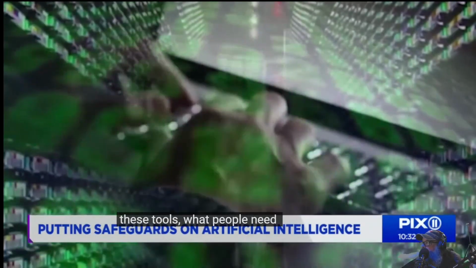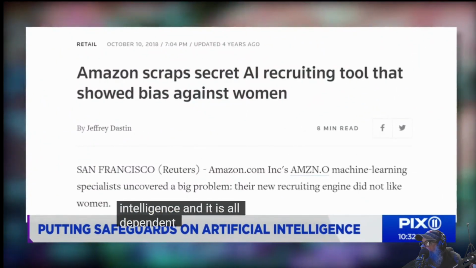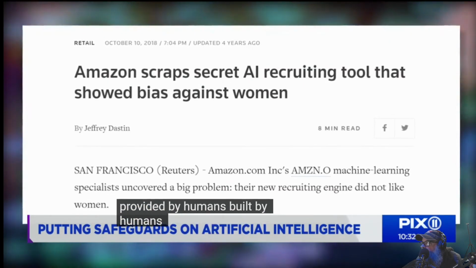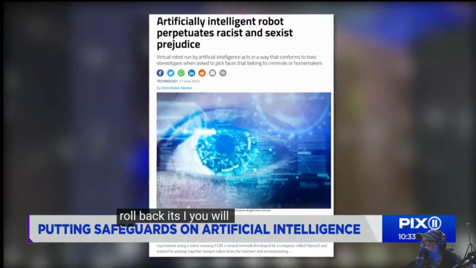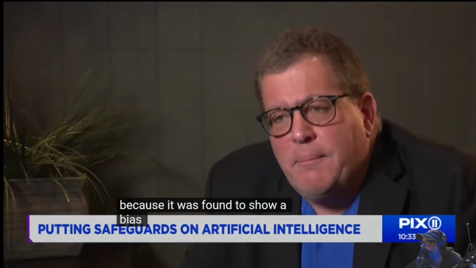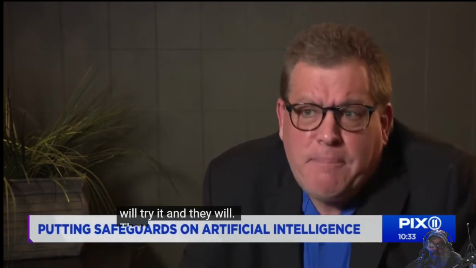It is all dependent on the instructions provided by humans, built by humans. In 2018, Amazon had to roll back a secret AI recruiting tool because it was found to show a bias against women. There have also been multiple examples of AI systems picking up racial prejudices as well. I do believe a lot of companies will try it, and they will dive headfirst into it because they believe that, oh, well, we'll save money and we'll get people and, you know, computers are the future. And they're going to get bitten for it.